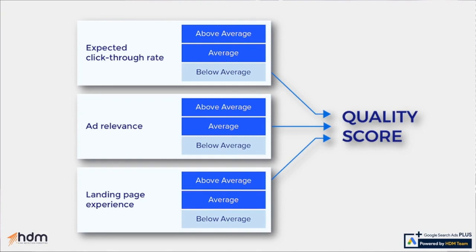Pay attention. So the quality score is a number from 1 to 10. Let me tell you a point, guys. At the beginning, you don't have a quality score. You'll get it. Now, this quality score is derived from the expected CTR, ad relevance, and landing page experience. It originates from these 3 factors, guys. These 3 can take on 3 different states: below average, average, above average.